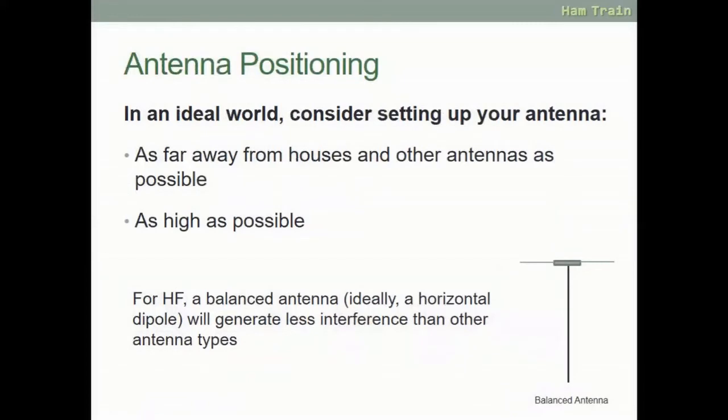So, antenna positioning. In an ideal world, consider setting your antenna as far away from houses and other antennas as possible. As high as possible as well. Height is everything with antennas. For HF, a balanced antenna, ideally a horizontal dipole, will generate less interference than other antenna types.